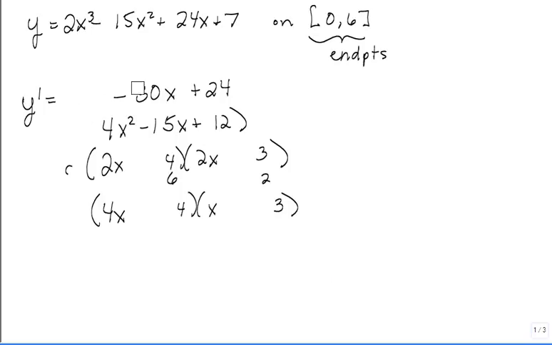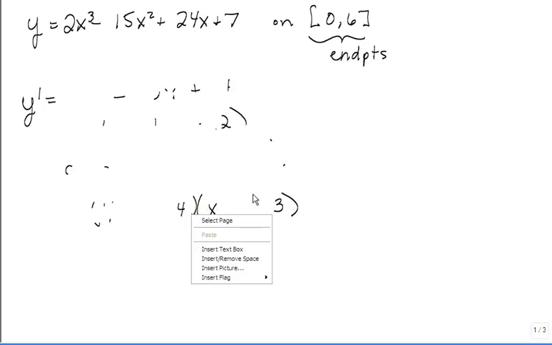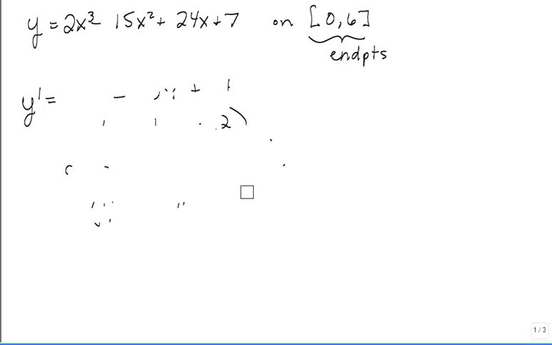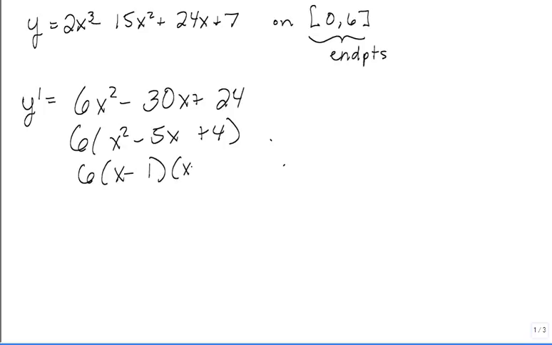I did the derivative wrong. Let's go back. Sorry about that. That happens. Okay, that's 6x squared, sorry. Factor out a 6. See, these should be easy to factor. That's how I knew I made a mistake. So my critical points are 1 and 5.